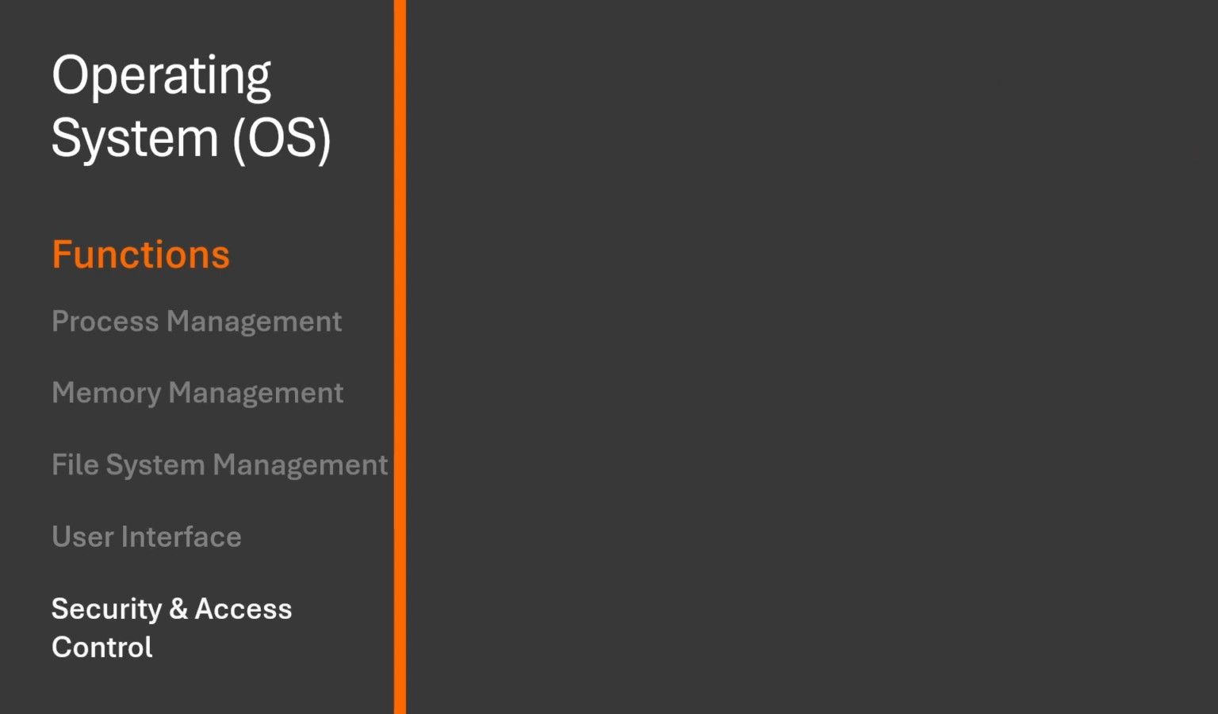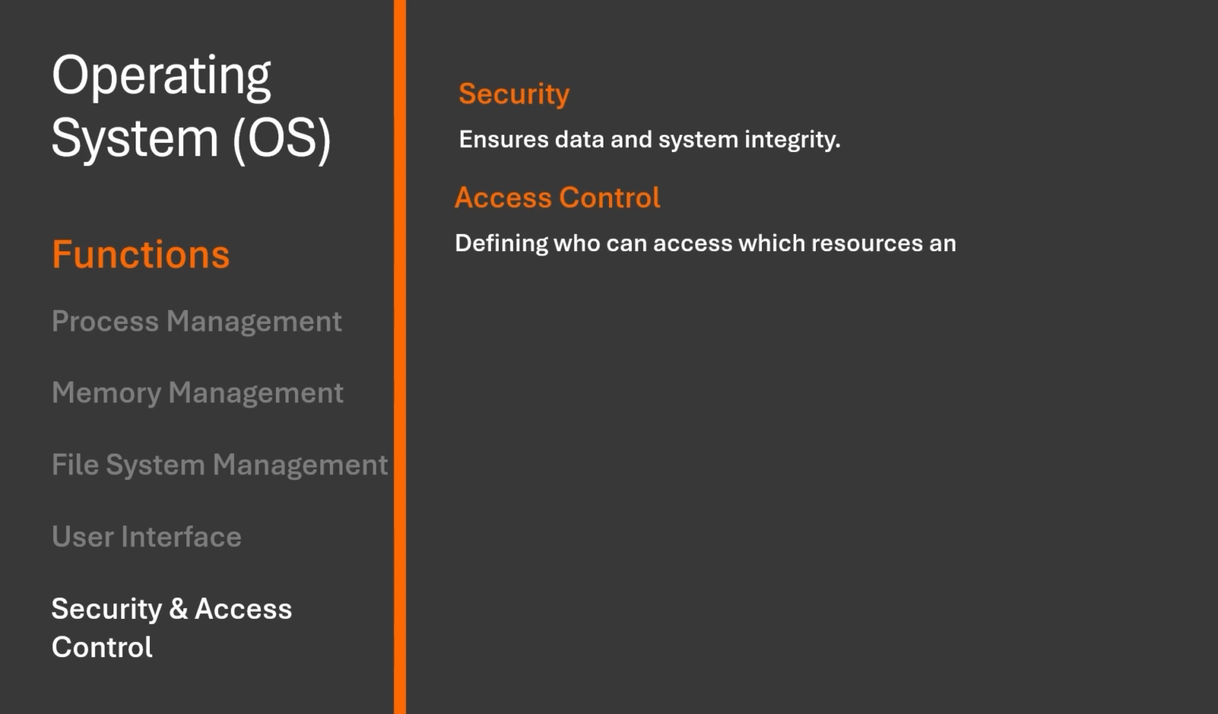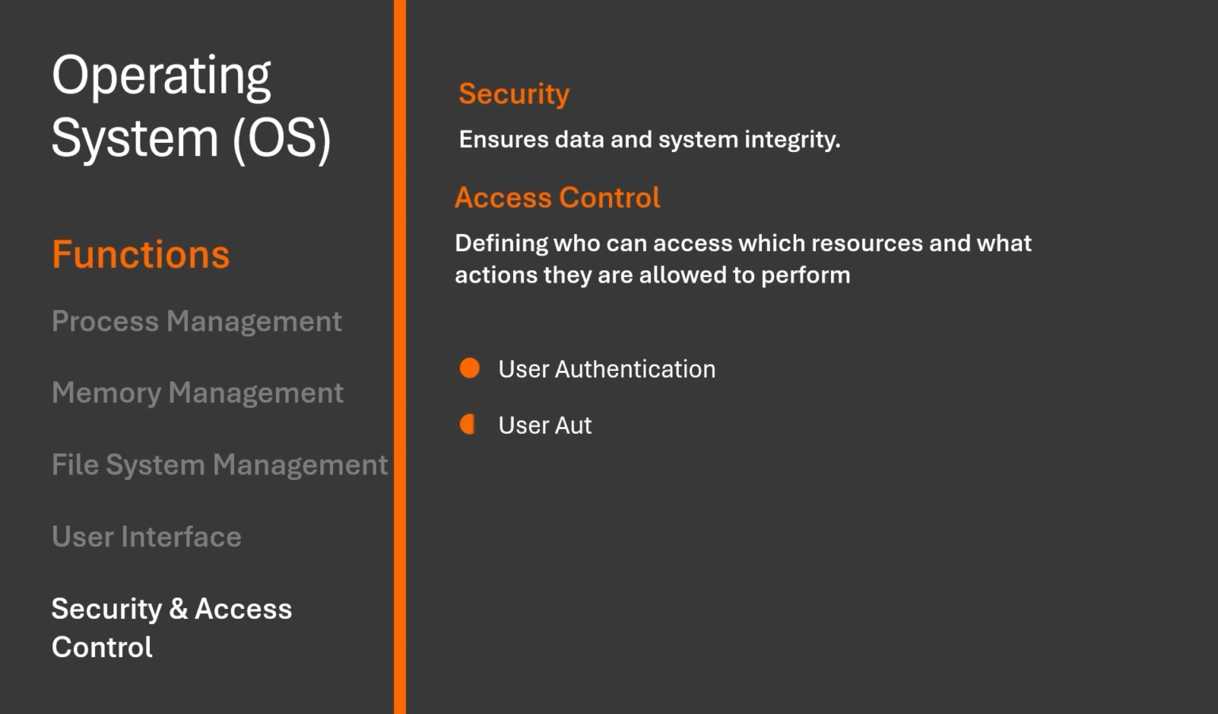Let's move on to security and access control. Security ensures data and system integrity, while access control defines who can access which resources and what actions they are allowed to perform. The OS uses several mechanisms to implement security and access control. User authentication verifies the identity of users through methods like passwords and biometrics. User authorization determines what authenticated users can access and do, often using role-based access control or RBAC, which assigns permissions based on roles such as a student or admin.